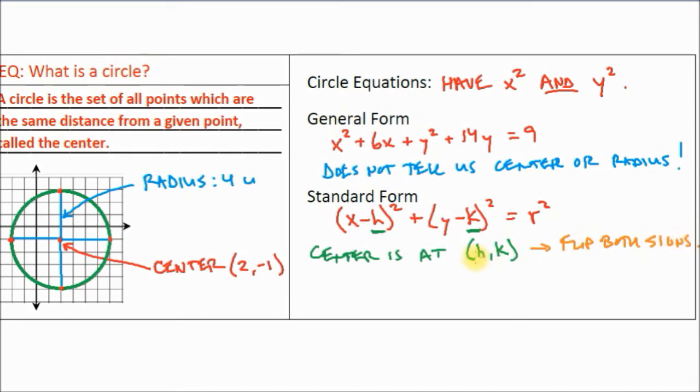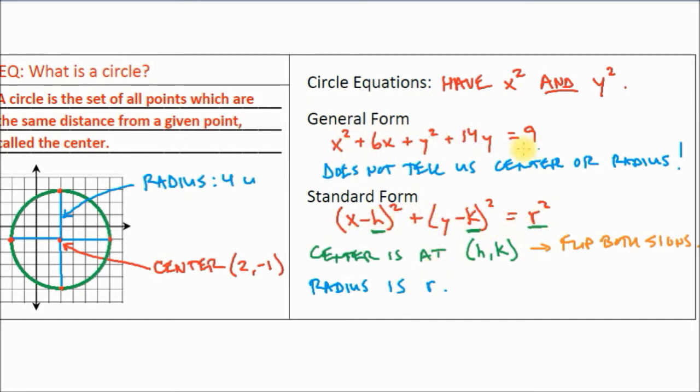So you flip the sign on h to take it out of the equation, and you flip the sign of k. So the center is at (h, k), and you might have already figured this out. This little small r actually stands for something: the radius of our circle. The radius of our circle is r. So from the standard form, you get center at (h, k) and radius r.